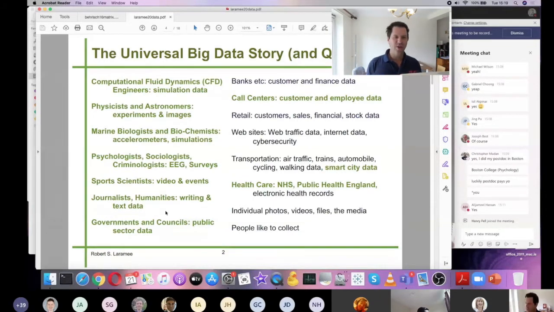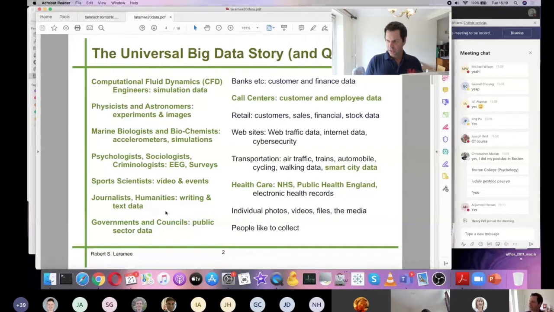So really, no matter where you look, everybody's collecting and collecting data, both in their personal lives and in their professional lives. And this is all part of the data chaos that I mentioned in the previous slide.